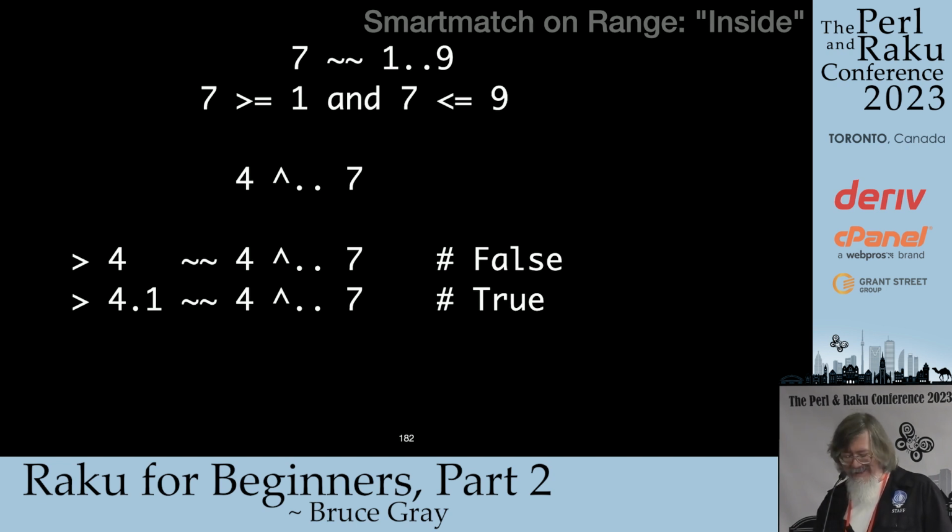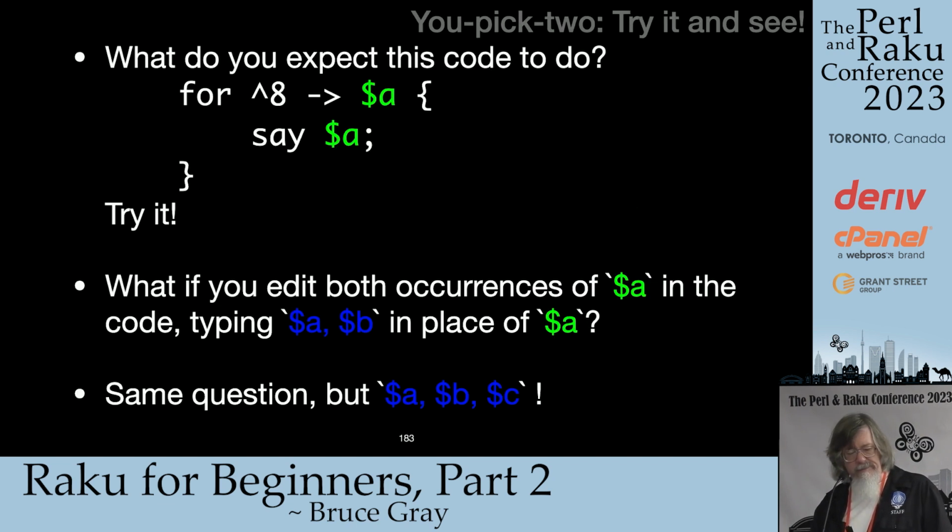Yeah, 4 plus epsilon. So again, echoing the open and closed endpoints in algebra. Okay. So by now we should be able to do this in our heads, right? What does this first one do? What numbers does it say? 0 through 7. That's right.